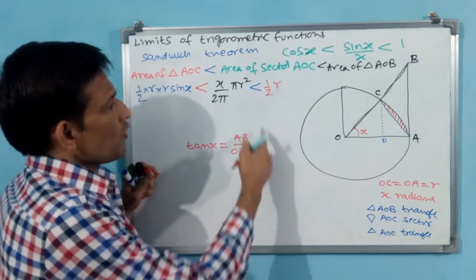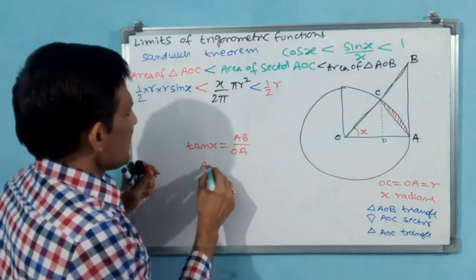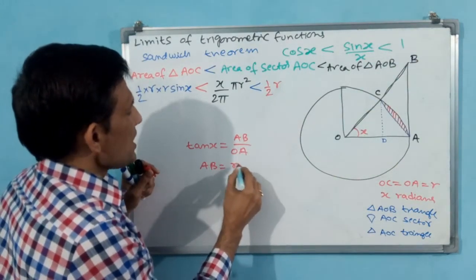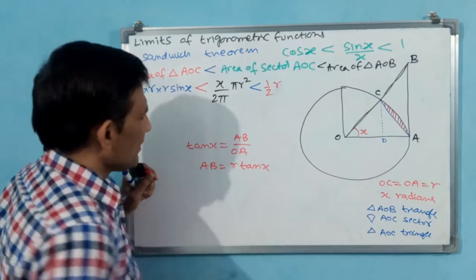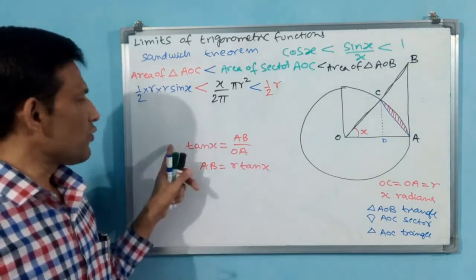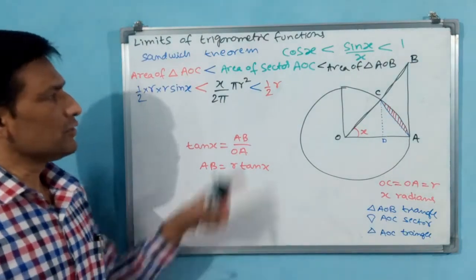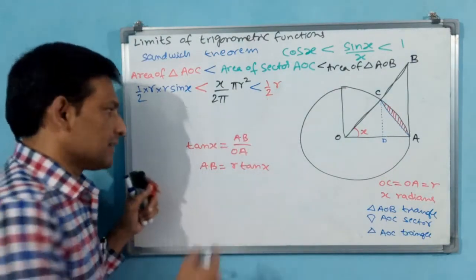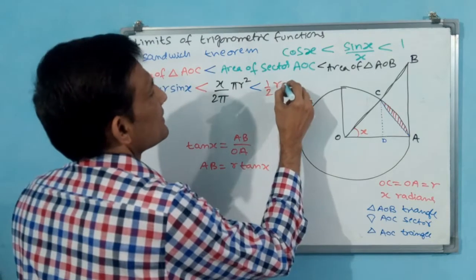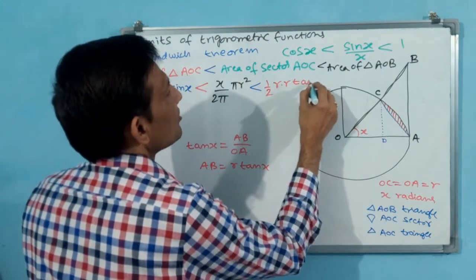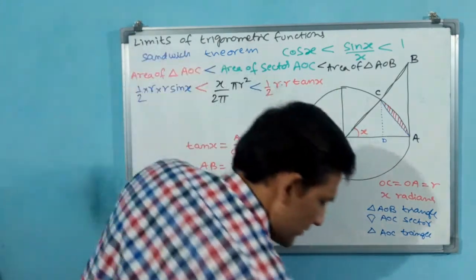Now you want AB height. Then I can write AB is equal to OA into tan x. OA is equal to R. R tan x, I am writing. That's all. Is it okay? Shall I write here R tan x? Is it okay now?